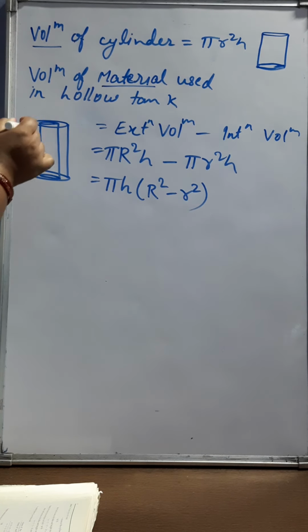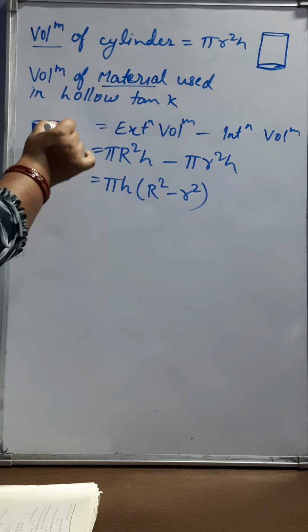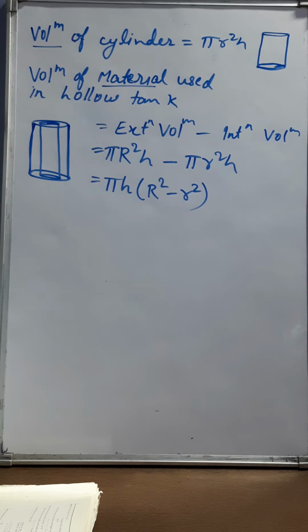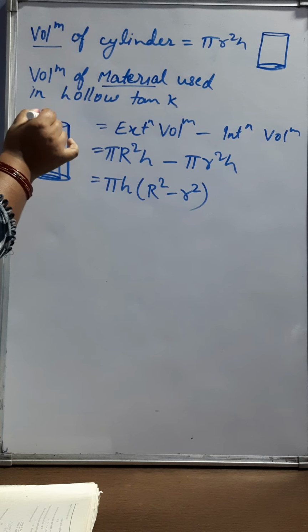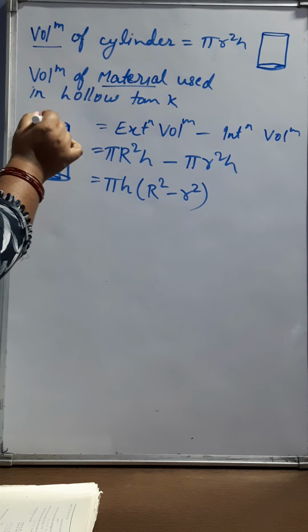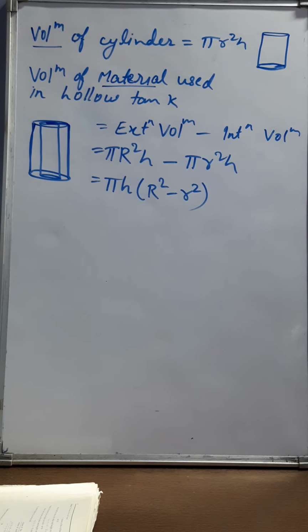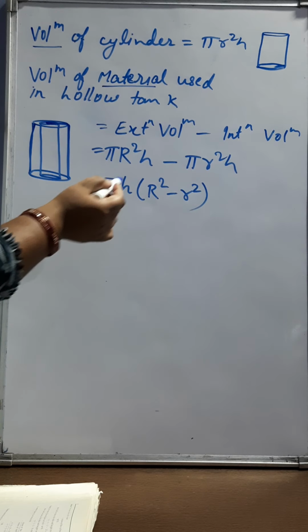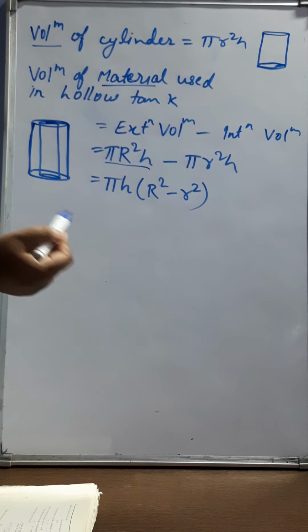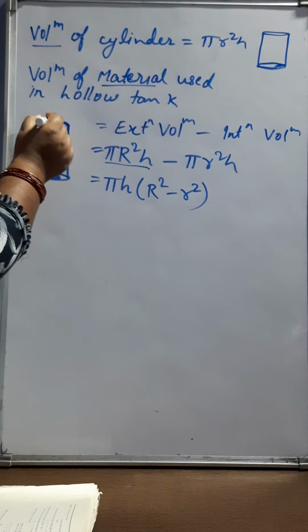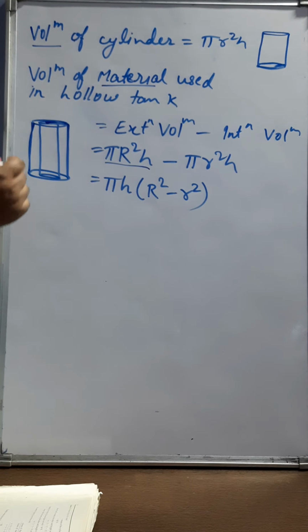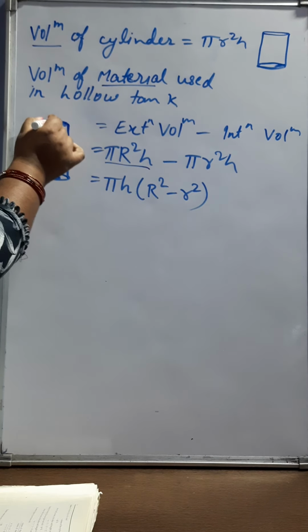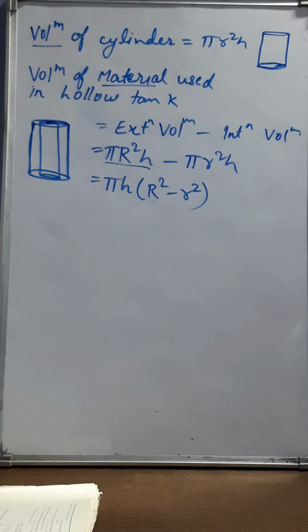You can see that a hollow cylinder is made up of two concentric cylinders. Both have the same center, but the radius of the internal cylinder and the radius of the outer cylinder are different. So the volume of material used for making this hollow tank or hollow cylinder is its external volume minus internal volume, which is pi R square h minus pi small r square h. The capital R is the outer radius and the small r denotes the internal radius, which I already discussed.